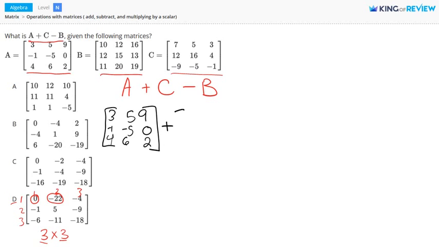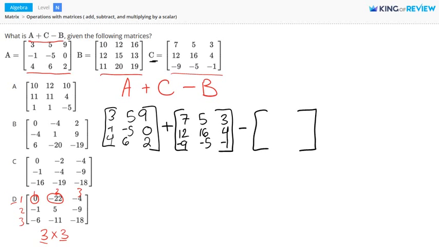Now we're adding matrix C, which is this one. The first row is 7, 5, 3. The second row is 12, 16, and 4. And the third row is -9, -5, and -1. And then we're subtracting matrix B, which is this one here. So the first row is 10, 12, 16. The second row is 12, 15, 13. And the last row is 11, 20, and 19.